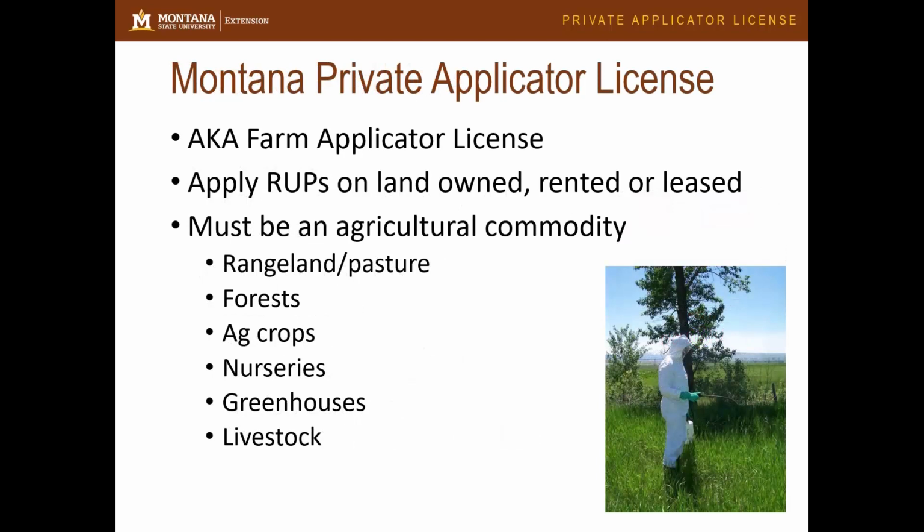The Montana Private Applicator License is also known as the Farm Applicator License. This license is only for individuals applying restricted use pesticide products on land they own, rent, or lease, and is only for the purpose of growing an agricultural commodity. This may include livestock, hay, row crops, nurseries, greenhouses, orchards, and forests.